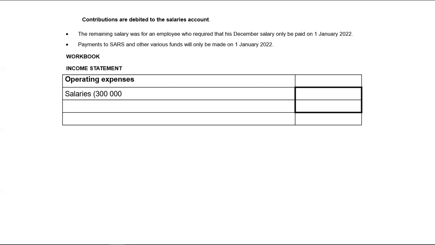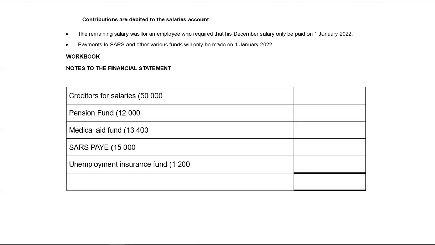From your salaries, you will first subtract the gross salary of the employee, then subtract what we contributed in terms of pension, then subtract what we contributed in terms of medical aid, then subtract what we contributed in terms of UIF, and then your net salary, your actual salaries and wages expense will be 251,823. That is your expense.